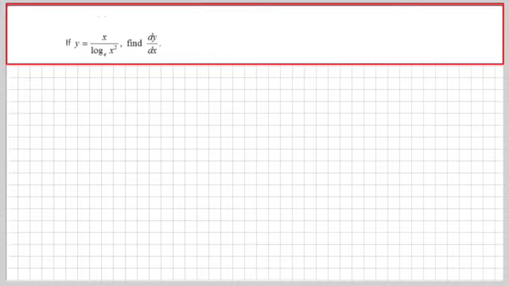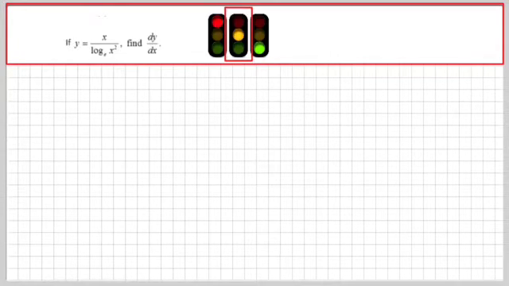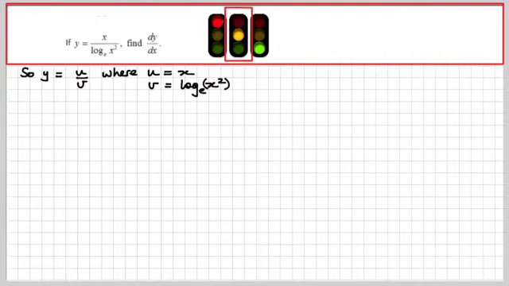Hi guys, this is a quick revision of differentiation using the quotient rule and the chain rule. This one's about medium strength, probably an exam strength kind of question, so it certainly could be on any paper that you're likely to encounter. Let's see how we go with it.